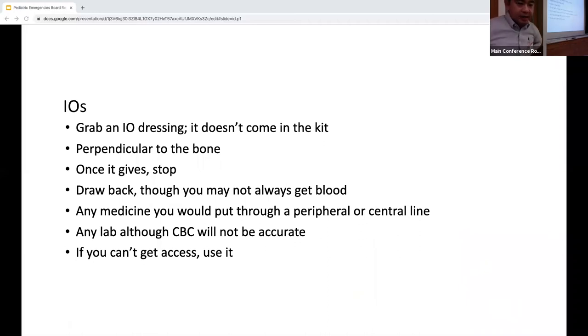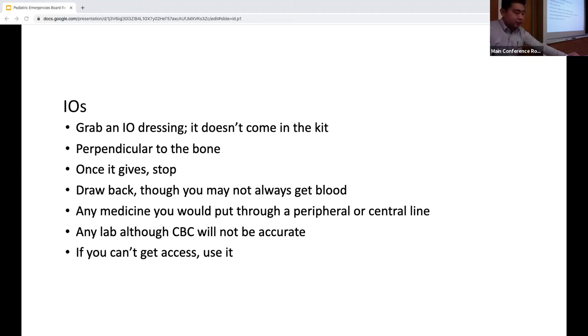So this is how you put in an IO. You want to grab an IO dressing, which is separate from the kit. You want to go perpendicular to the bone. And most of the time we have the EZ-IO drill. Once you press the trigger, it spins really fast. You don't actually have to put any pressure. You should let the needle drive itself and then stop once it's in the bone. You don't have to press down and introduce more pressure into the drill.